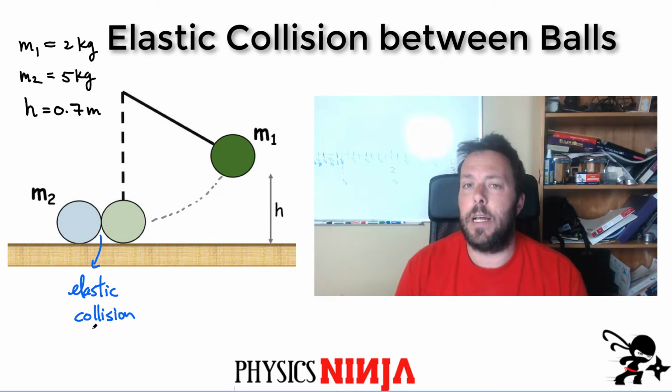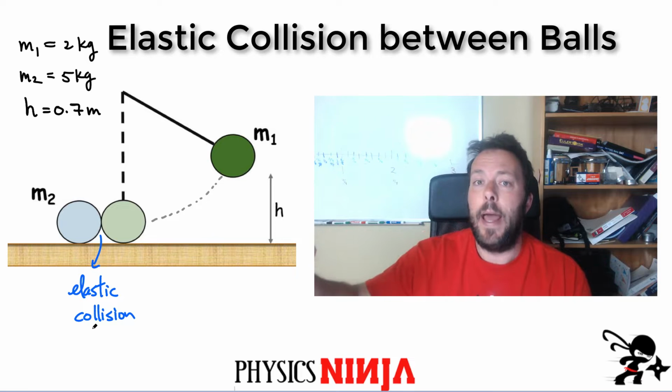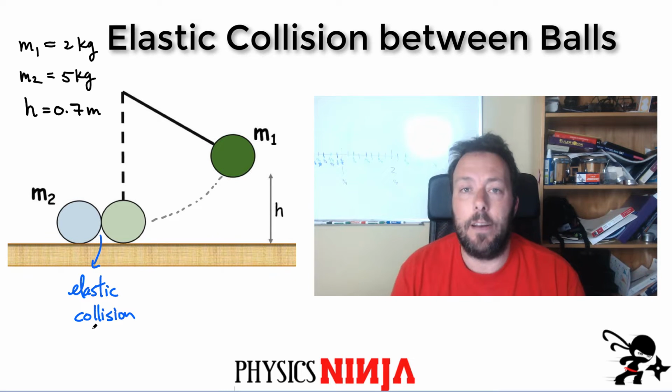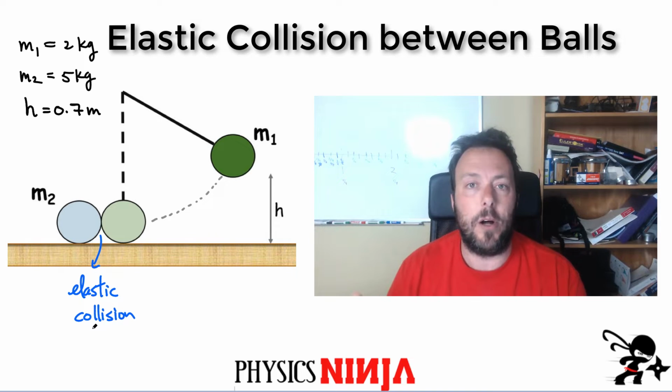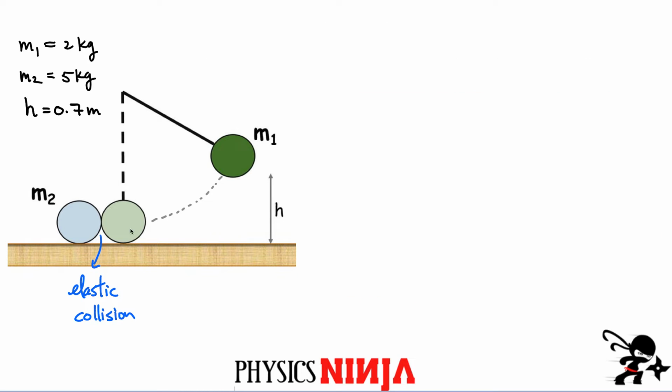All right, so let's set up our conservation of momentum and our conservation of kinetic energy and see how we do the algebra in order to get to the final velocity of each ball. What we first want to do is we first need to find how fast is the green ball moving when it gets down over here.